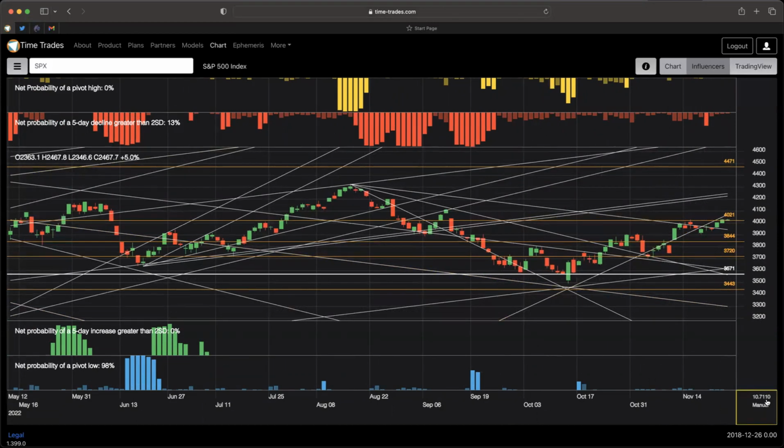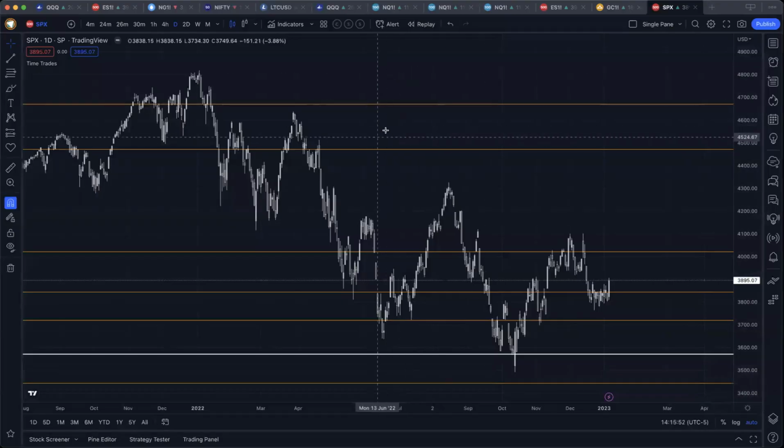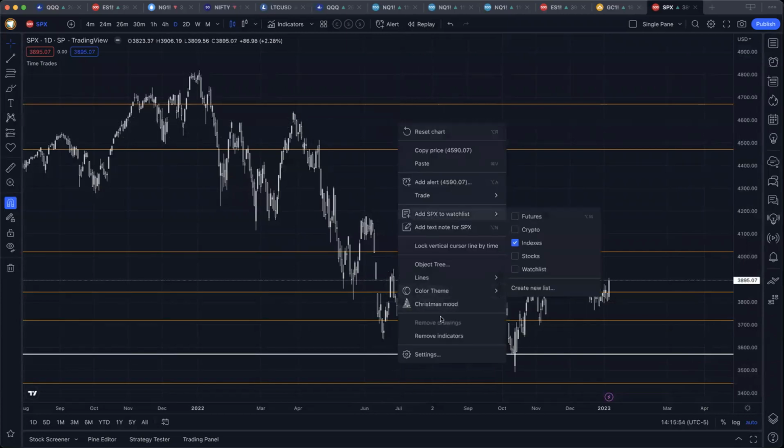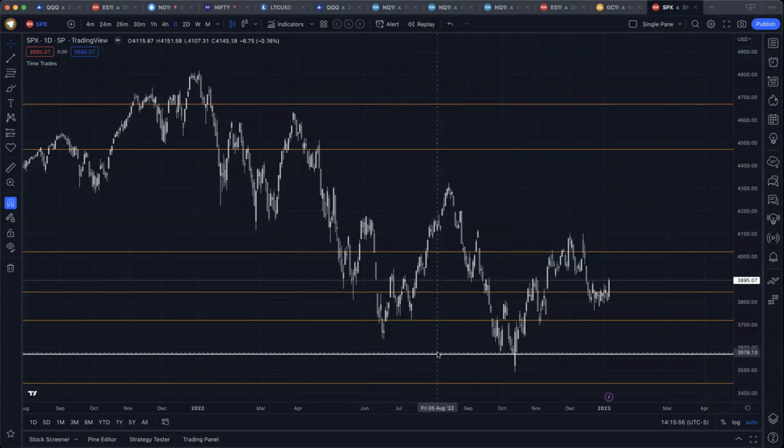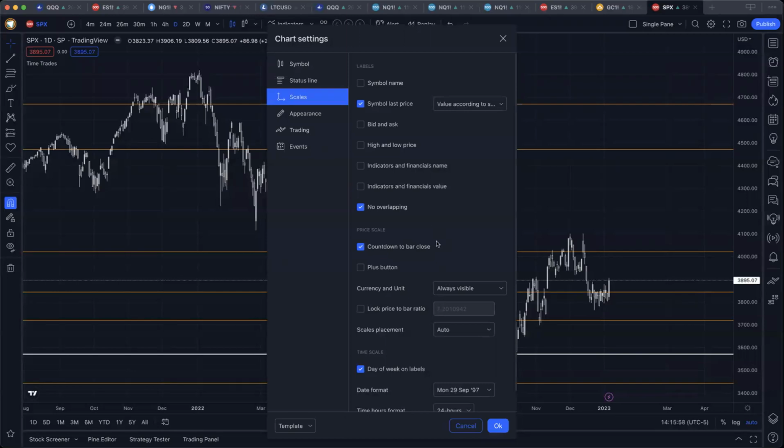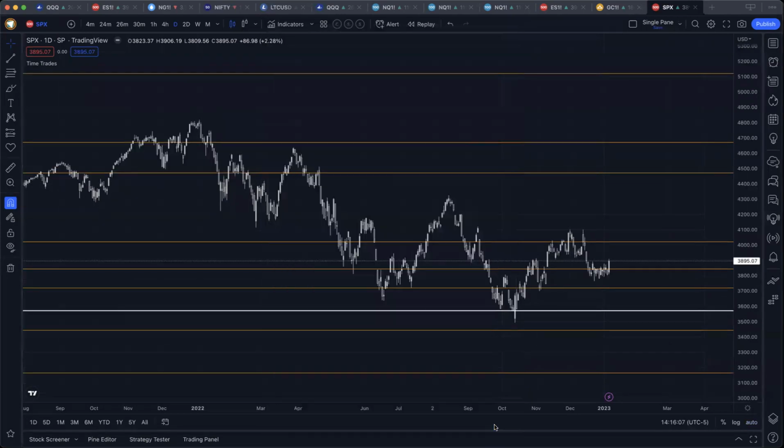We've got a good aspect ratio, 10.7. What can we do with this? Well, this number is actually the exact same number that's used in TradingView. So if we switch over to TradingView, we can go to settings by right-clicking on the chart, and we can put in 10.7 that we obtained from optimizing in Time Trades.